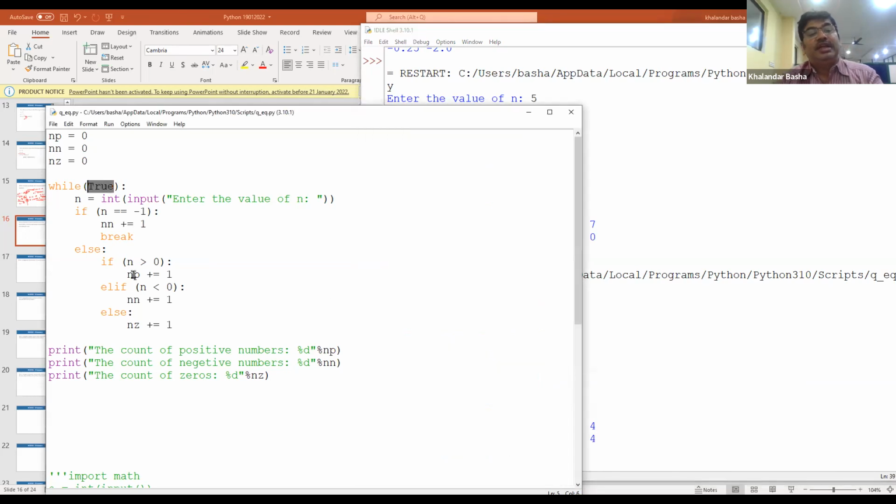So here while True indicates we are not checking any condition. Always true. So whatever condition you write in a while loop, we always have to check for the true case. Whenever it is true, it has to enter into the loop. So the condition itself has to be written as true. So straight away we are placing True. This means the while loop will be executed unconditionally.